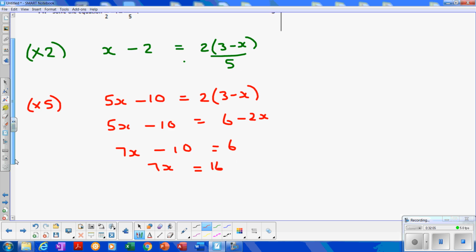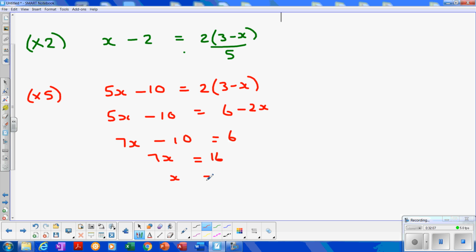So I want to work out what x is. So x is equal to 16 divided by 7. Now, we want to change that into a mixed number. So 7 into 16 goes twice. 2 sevens are 14, and there's 2 left over. So it's 2 and 2 sevenths.